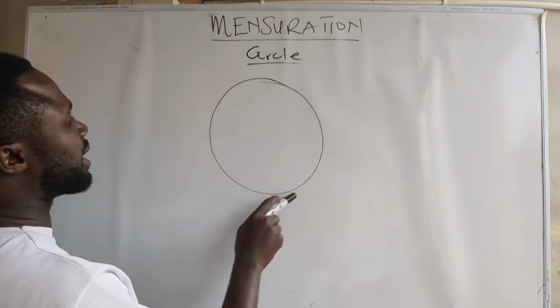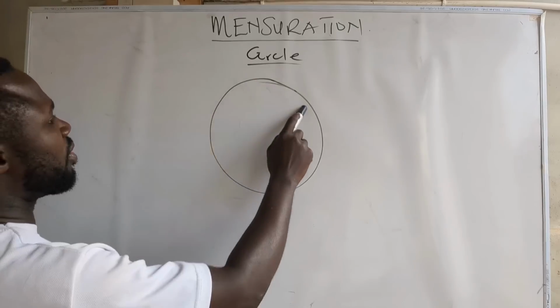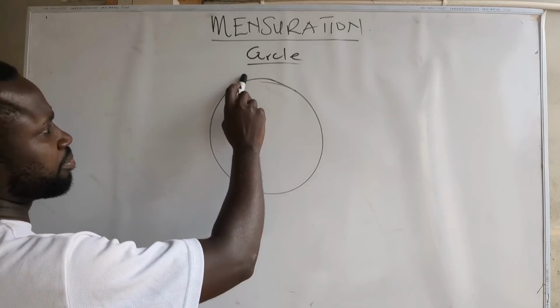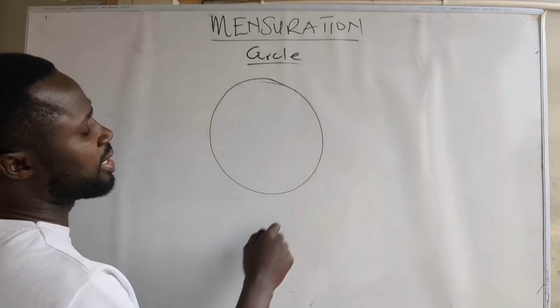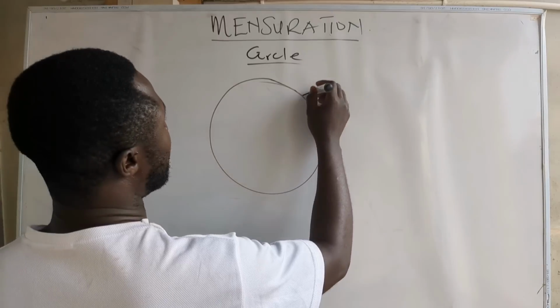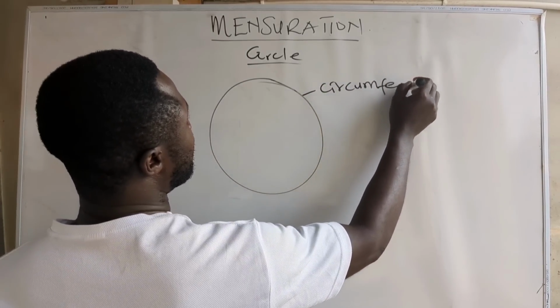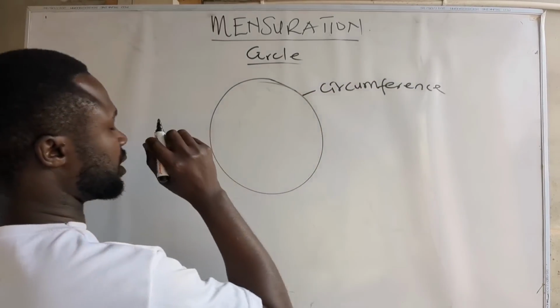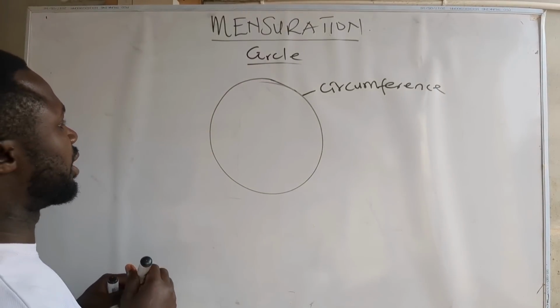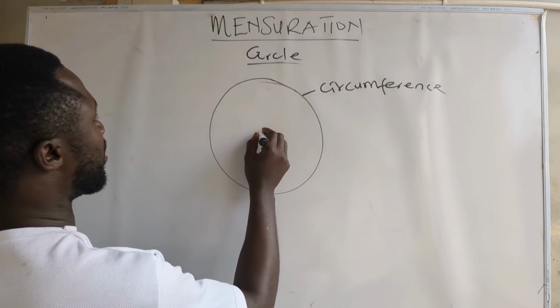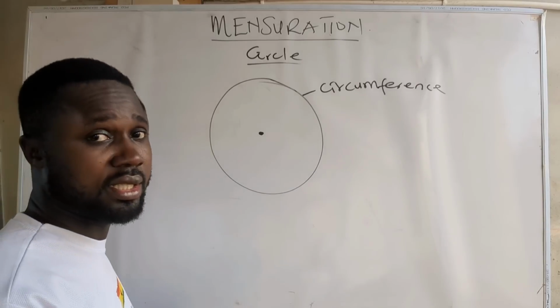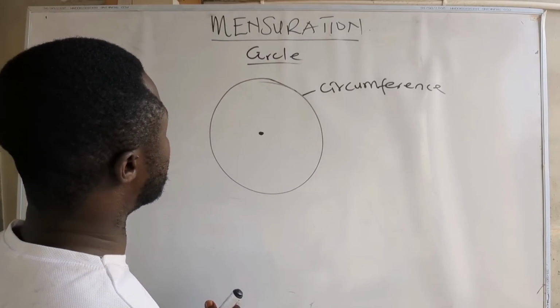So if I have a circle, when I go around the entire distance around the circle, it is called what? The circumference. I know some of us know it. Circumference of a circle. Okay, circumference. And then every circle has a center. Every circle has a center.